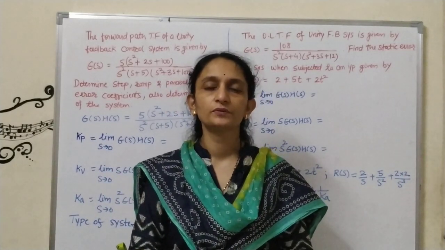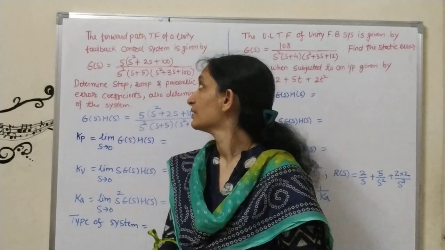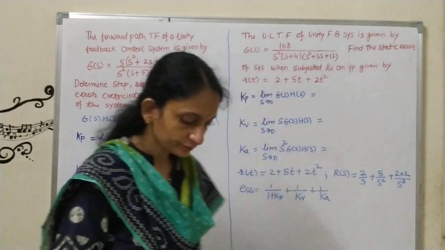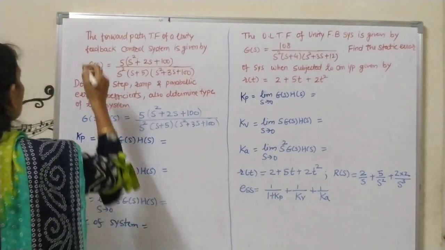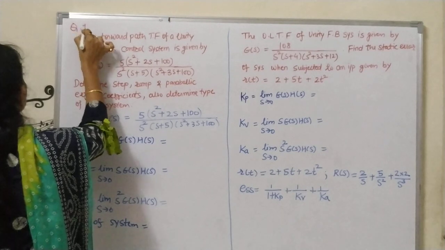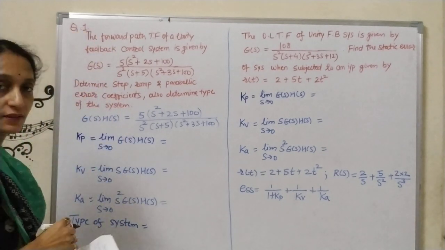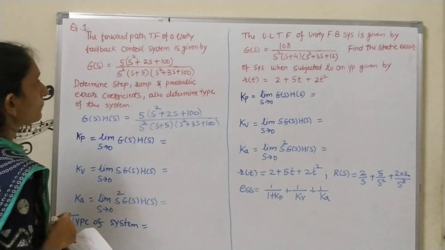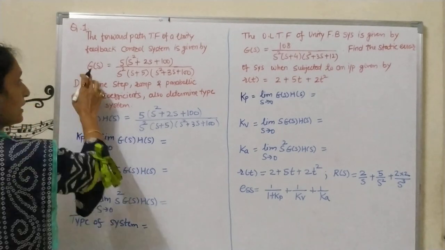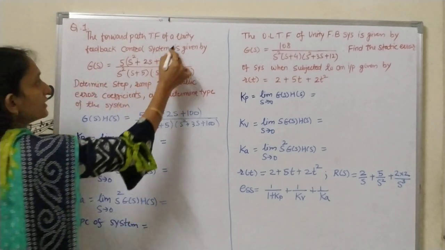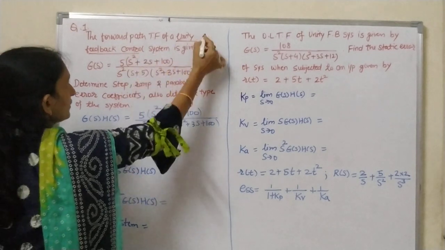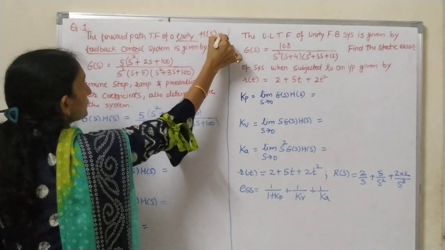Hello students, we will solve numericals based on steady state analysis. So numerical number 1. The forward path transfer function of a unity feedback control system is given by G(s), and this is a unity feedback system, so H(s), you know that it will be 1.